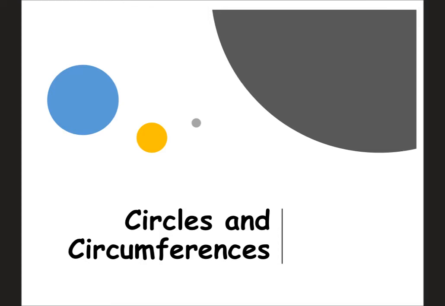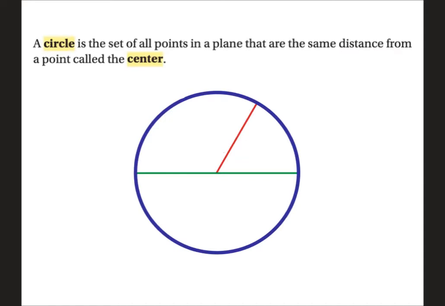In this video, we will be learning about circles and how to find their circumferences. The definition of a circle is that a circle is the set of all points in a plane that are the same distance from a point called the center. What this means is that there is a center here, and the distance between this point and a point on the edge of the circle is the same distance no matter where the point is on the circle.